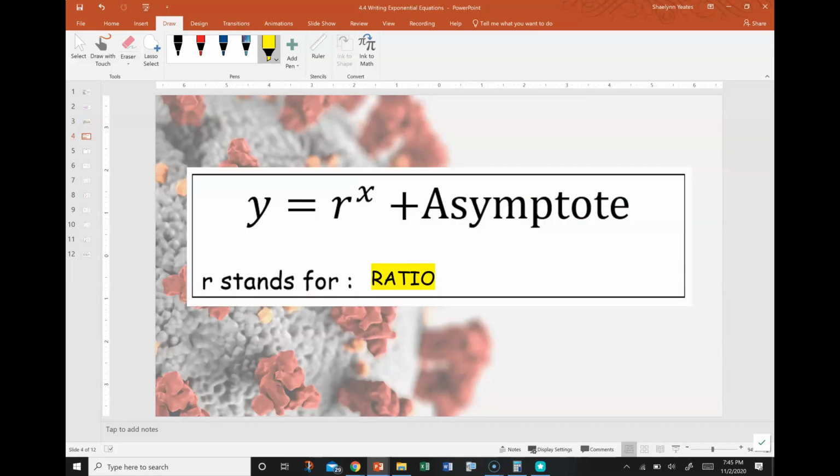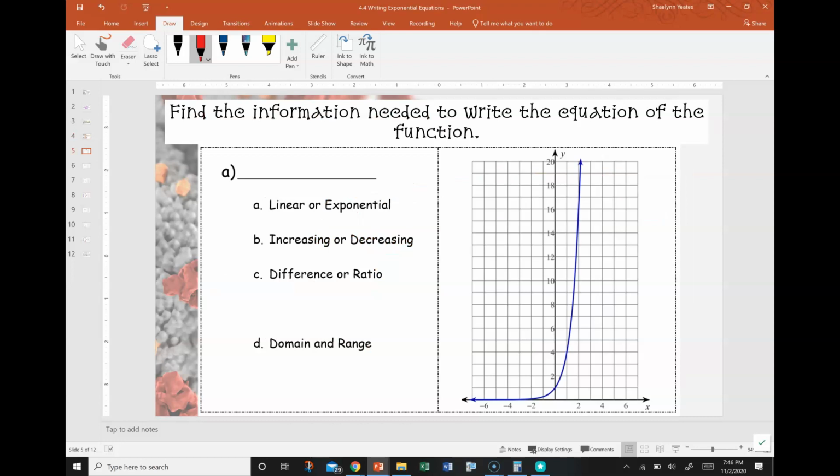So when writing an equation for exponential, we end up with y equals r, this is what we're multiplying by every time, to the x plus our asymptote. R stands for ratio. So let's go ahead and see what happens here. First things first, we're going to end up writing our equation. We already know it's going to start with y equals or f of x, and we'll get into that later. Okay, so y equals.